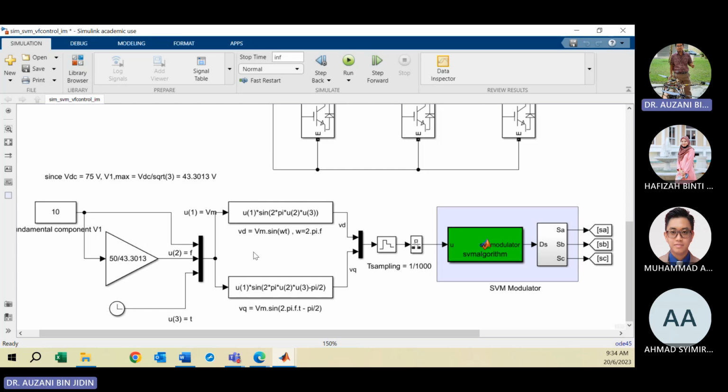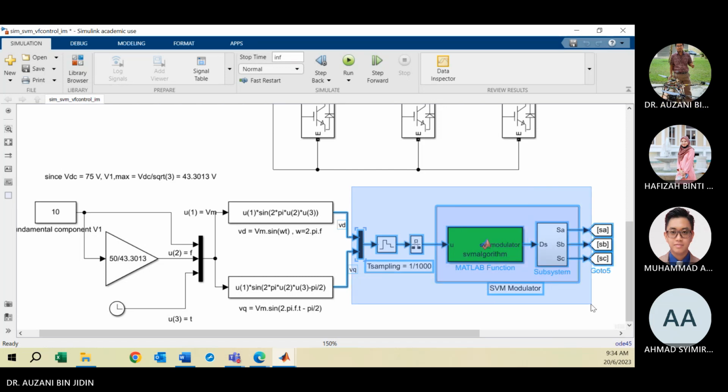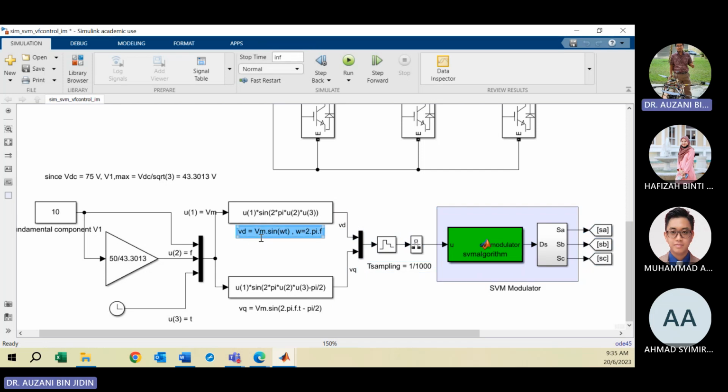So please understand how I designed this block. So this is the modulator that you have designed. Clear? Same as the simulation that we have discussed in the tutorial session. The inputs of the modulator are VD and VQ. So you have the sine block here to calculate VD and VQ. Based on this equation, VD is the peak, VM is U1, sine omega t, 2 pi, so U2 is frequency and U3 is time. Time we obtain from the clock Simulink block. You just search for this block to represent the time.